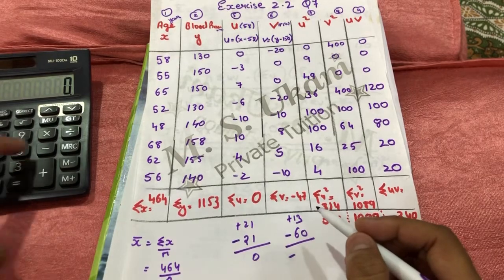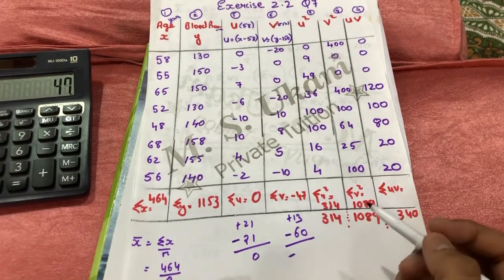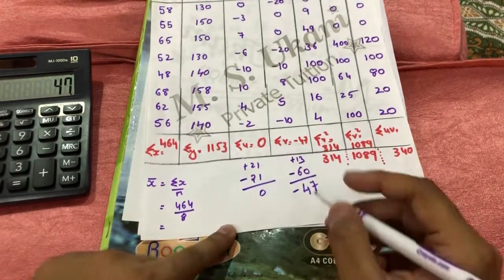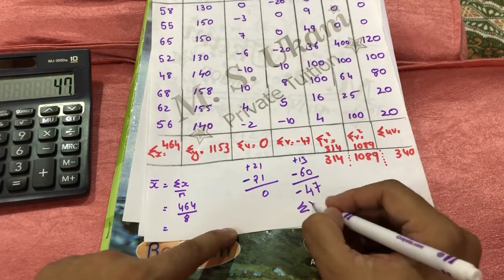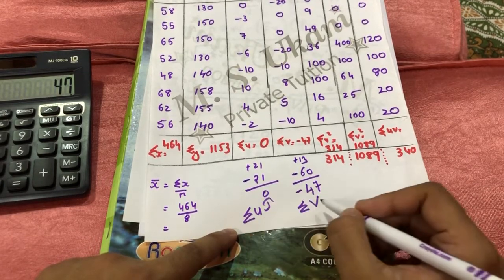Okay, so from 60, 13 will go, so our answer will be negative 47. So this is our summation v and this is our summation u.